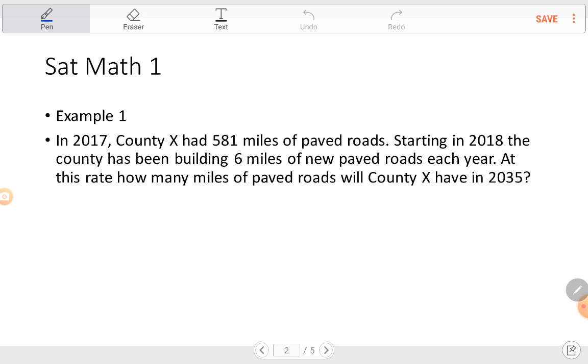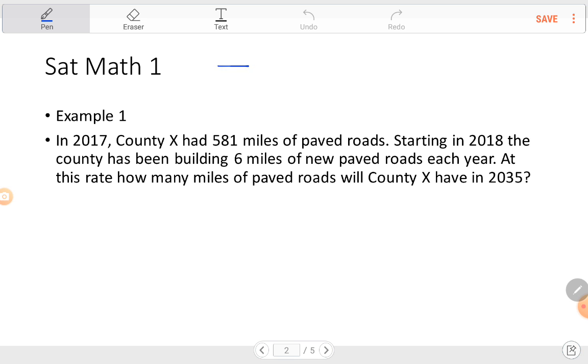In 2017, County X had 581 miles of paved roads. Starting in 2018, the county has been building 6 miles of new paved roads each year. At this rate, how many miles of paved roads will County X have in 2035?